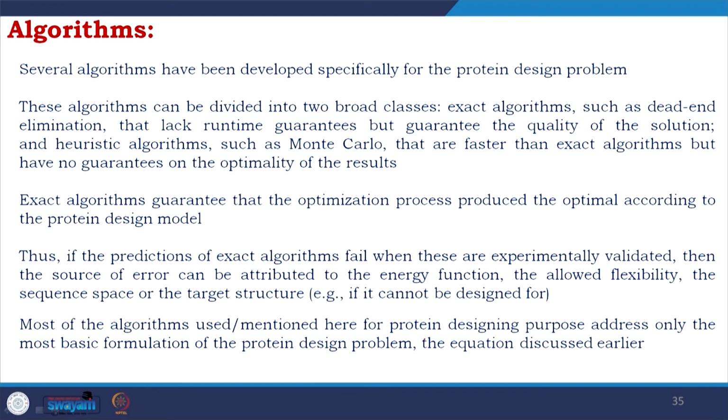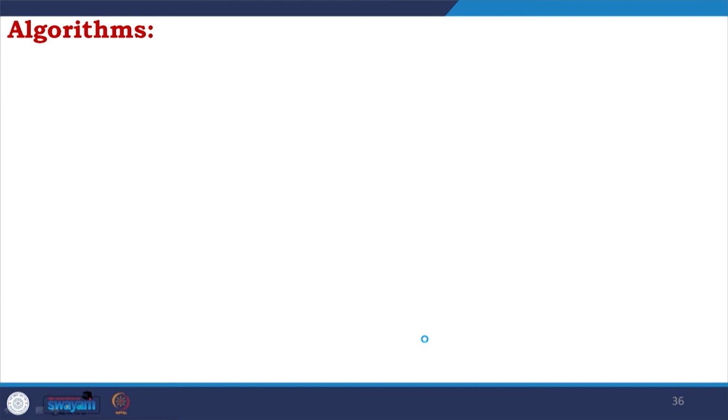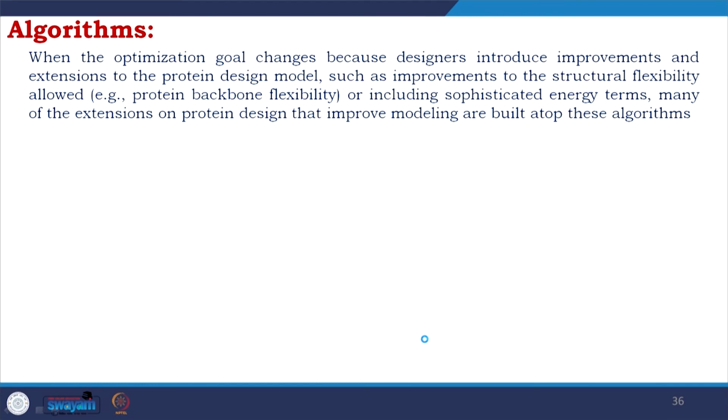Most of the algorithms mentioned here for protein designing address only the most basic formulation of the protein design problem, the equation we have already discussed for measuring the minimum energy. When the optimization goal changes because designers introduce improvements and extensions to the protein design model, such as improvement to the structural flexibility allowed or protein backbone flexibility, or including sophisticated energy terms, many of the extensions on protein design that improve modeling are built on top of these algorithms.